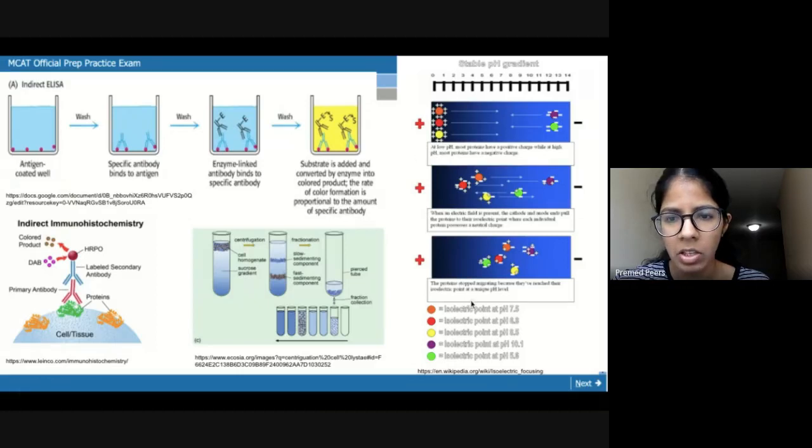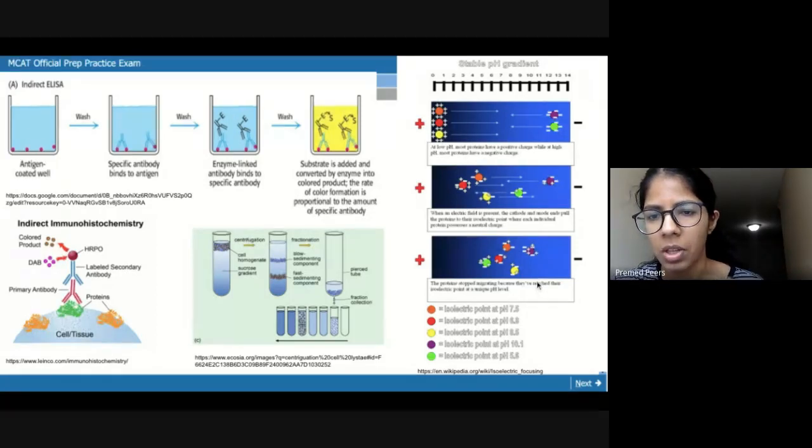And then isoelectric focusing is sorting different molecules by their charge. Everything in the body is at physiological pH, but if the molecules are at different charges, we can use their charges at physiological pHs to sort them.